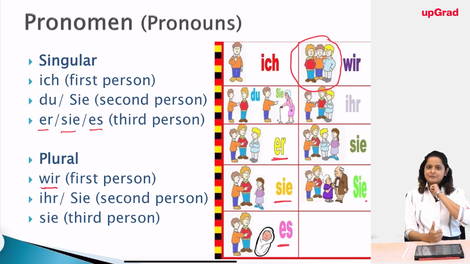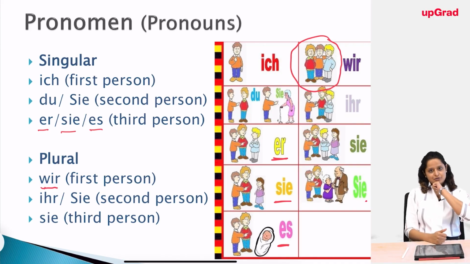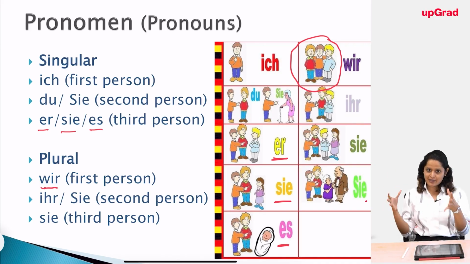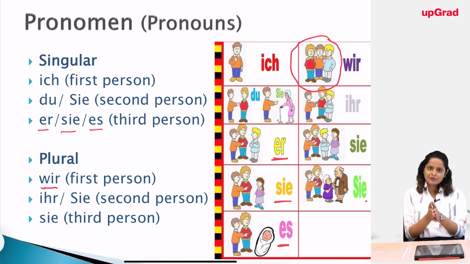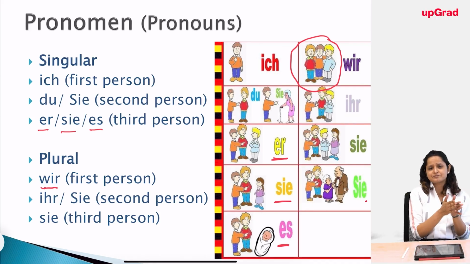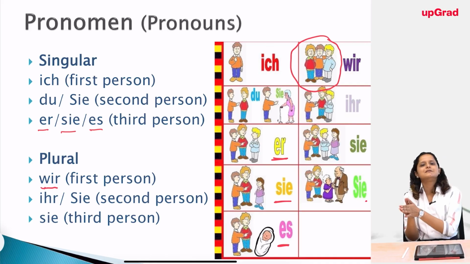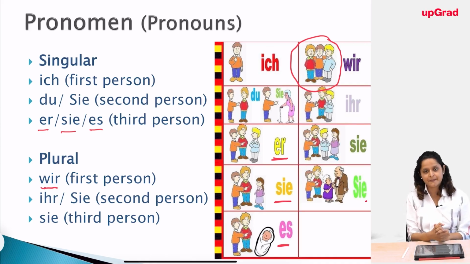So I do something alone, that is ish. But we do something together collectively, it is we are. So singular, your first person is ish. Plural, your first person is we are. After the first person plural, we go to second person plural.